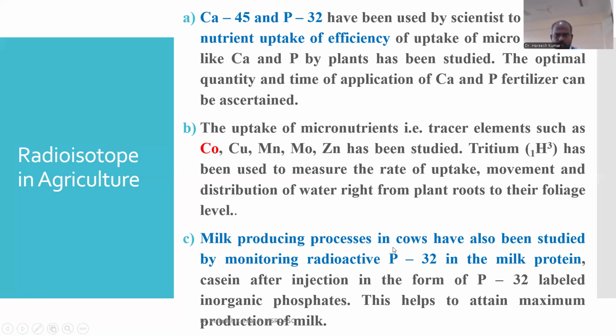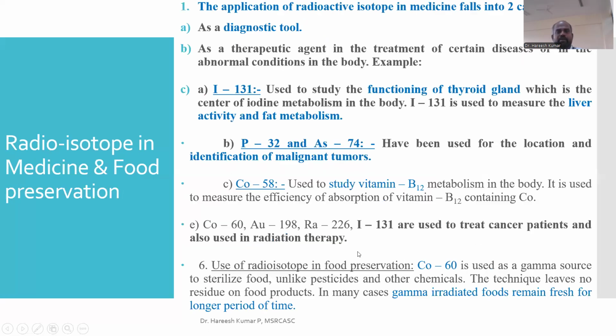The milk producing process in cows has also been studied by monitoring radioactivity using P32 in the milk protein casein, after the injection in the form of P32 labeled inorganic phosphates. This helps to attain maximum production of milk.